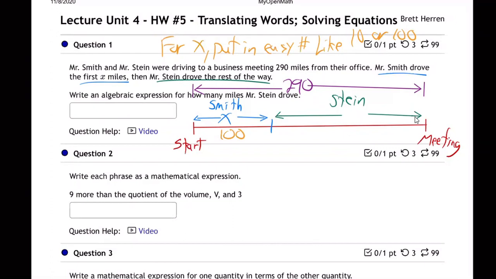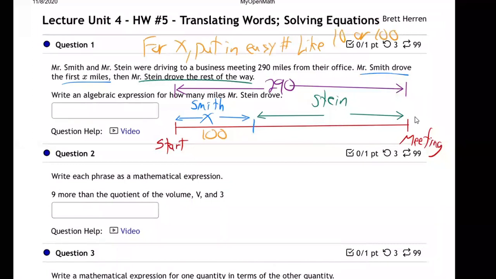Letters are weird, but X, Mr. Smith drove X. That just sounds strange. But Mr. Smith drove 100 miles. That we can deal with. We know what that means. Mr. Smith drove 100 miles. The whole trip is 290. So how would I find the expression for how far Mr. Stein drove? What would I do for Mr. Stein? If Mr. Smith drove 100, the whole trip is 290, how far would Stein drive?